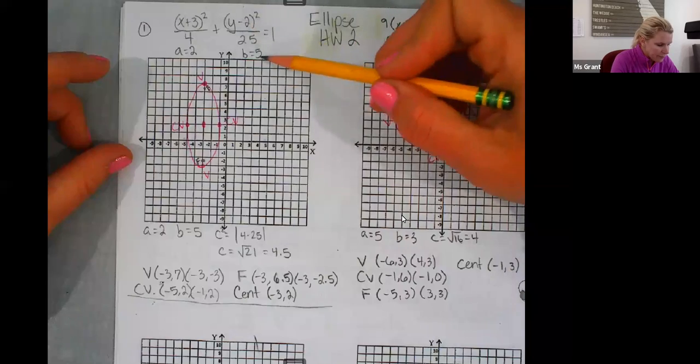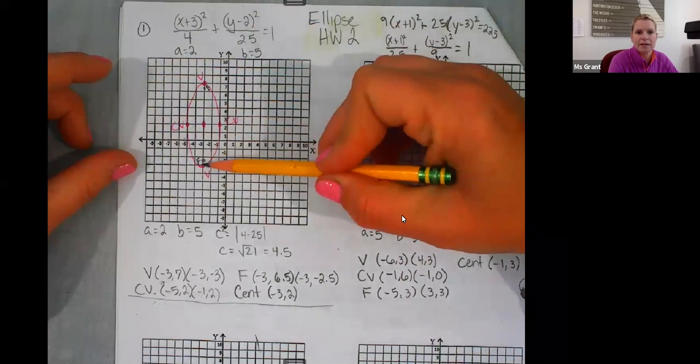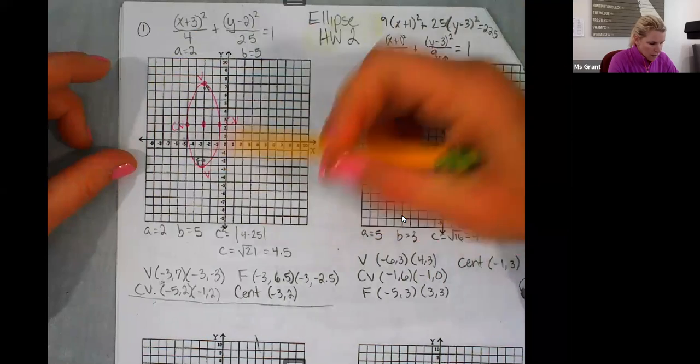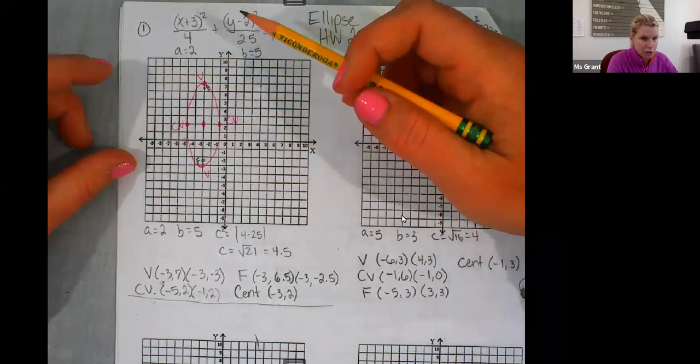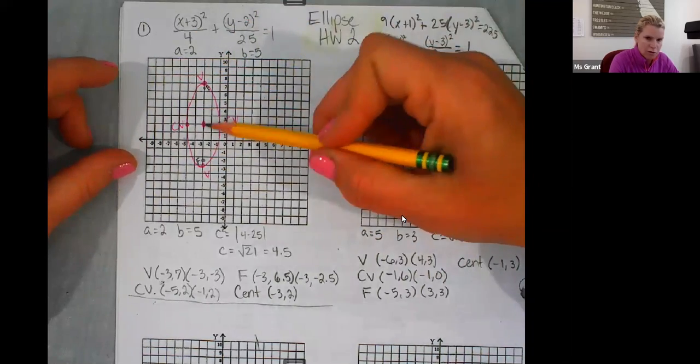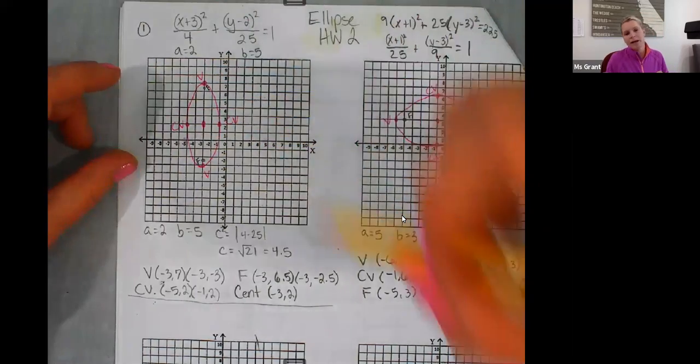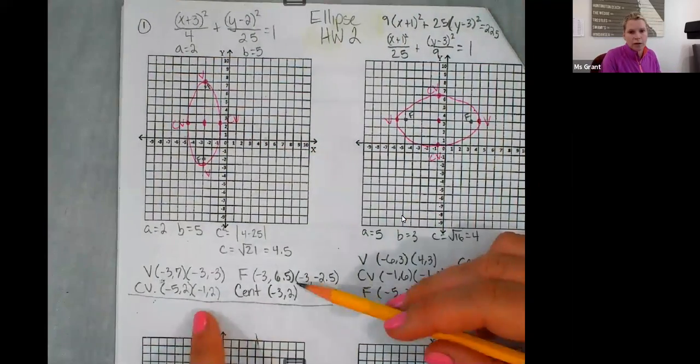So I go 5 up from the center, I go 5 down from the center. My co-vertex is the 2. I go 2 to the right, 2 to the left. And that gives me my points. And then I write down what the ordered pairs are.